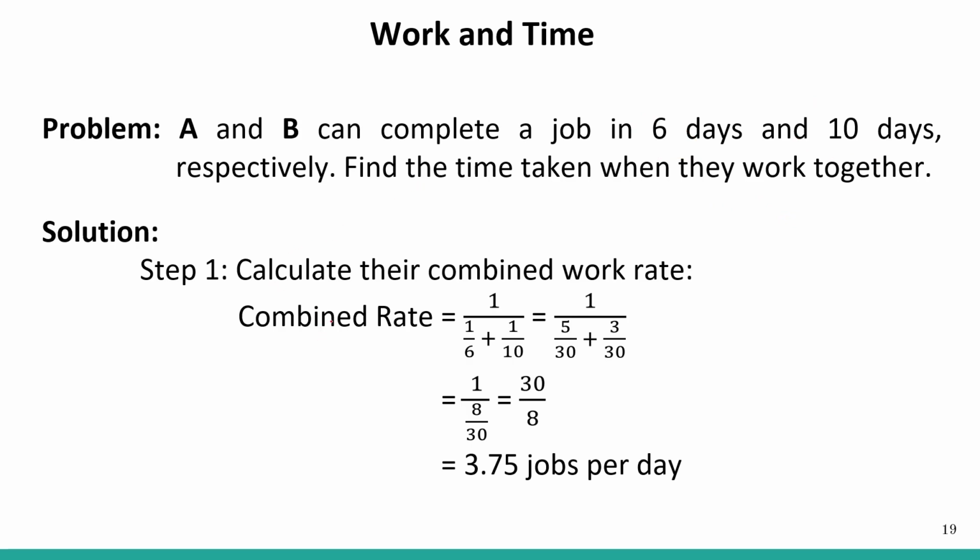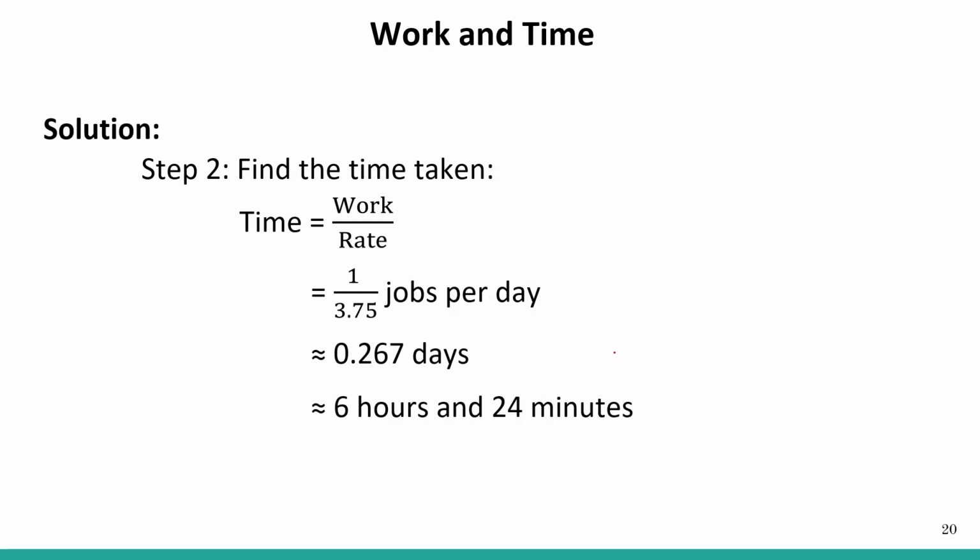Step 1 is calculating the combined work rate. The combined work rate will be 1/6 + 1/10, which is equal to 8/30, so 0.2667 jobs per day is the correct answer. In step 2, we find the time taken. Time is equal to work divided by rate, so 1 divided by 0.2667 is 3.75 days. So 3 days and 18 hours is what they take to complete the task.